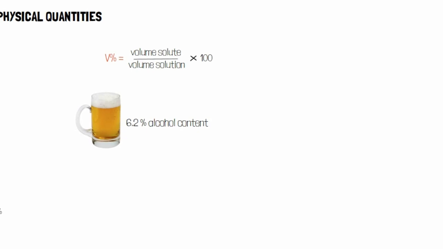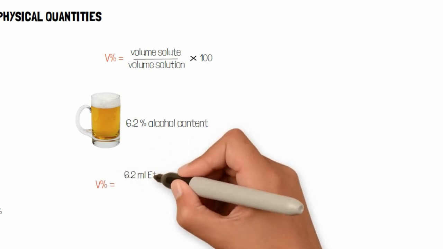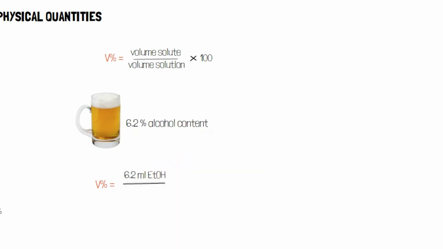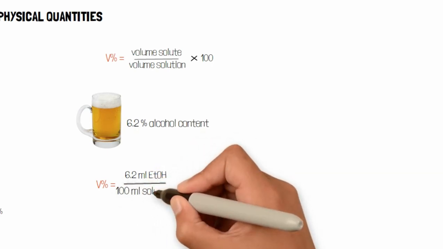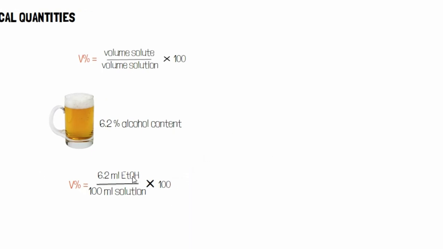So what does it mean? It means that this volume percent equals 6.2 milliliter of ethanol divided by 100 milliliter of solution times 100. This is actually the meaning of that. This means that this beer is made with 6.2 milliliter of ethanol, which are inside 100 milliliter of solution. Now, how is this solution made? It is made by ethanol, water, and all the other ingredients you have in the beer. So it's a very complex solution.